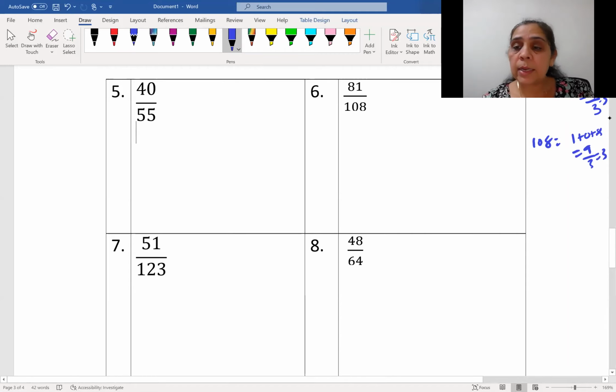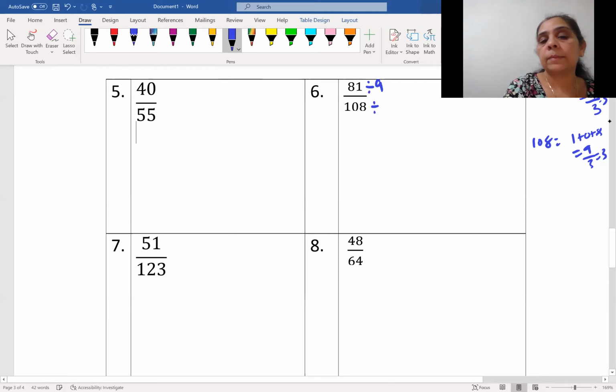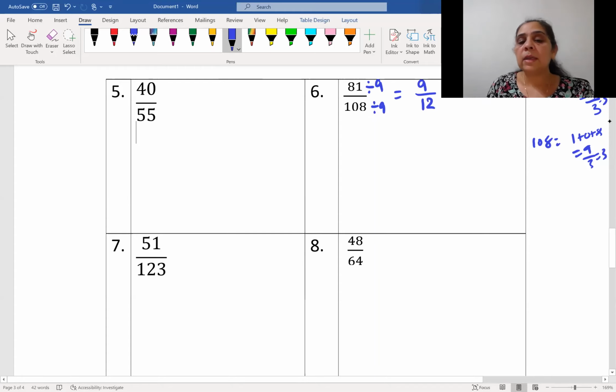Also, 9 has a similar divisibility test as 3. So if the sum of the digits is divisible by 9, you can divide by 9. So we can divide by 9 directly here. 81 divided by 9 is 9. 108 divided by 9 is 12. 12 times 9 is 108.